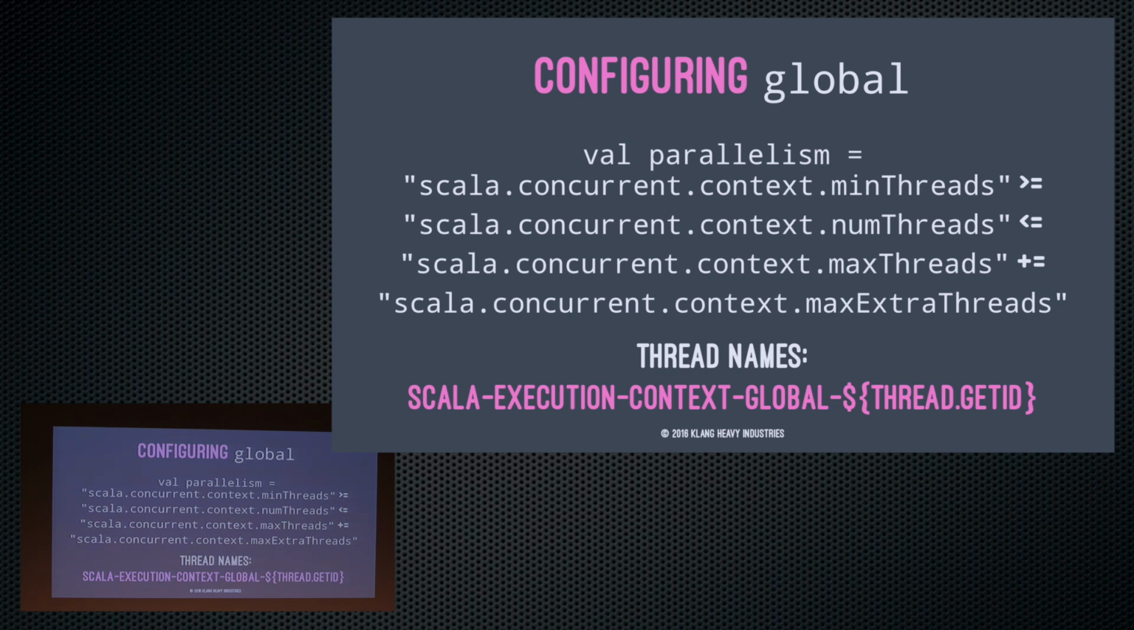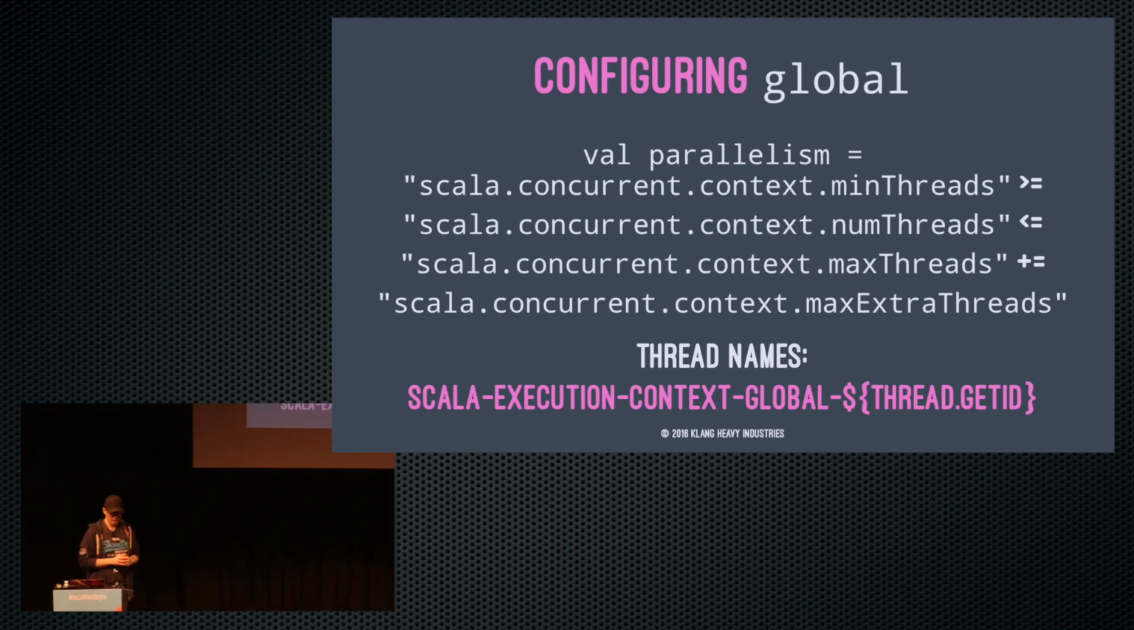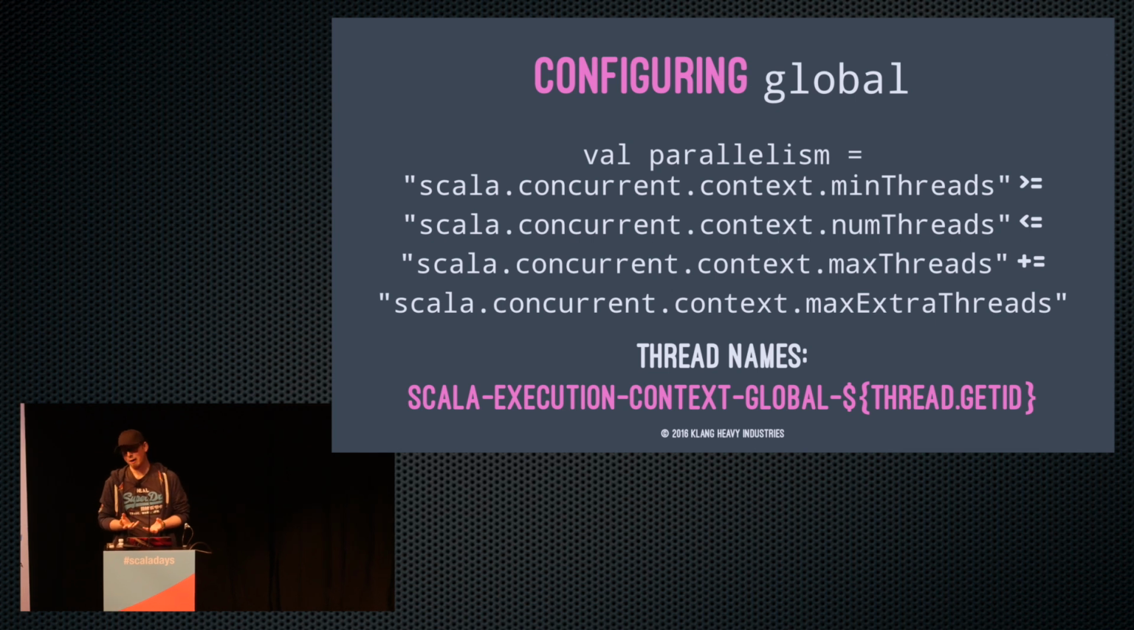All right, so some things that most people are not aware of. The global execution context is actually configurable from the command line. So there's this notion of minimum number of threads, which is sort of the ideal number, a max number of threads, and a max number of extra threads. And the extra threads are the threads that will sort of prevent the thread pool from starving if there is blocking. So that's the max number of extra threads to keep the thread pool alive in case of blocking. And for 2.12, the threads actually have sensible names. That's pretty cool.